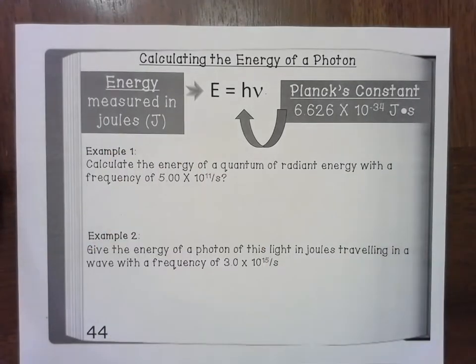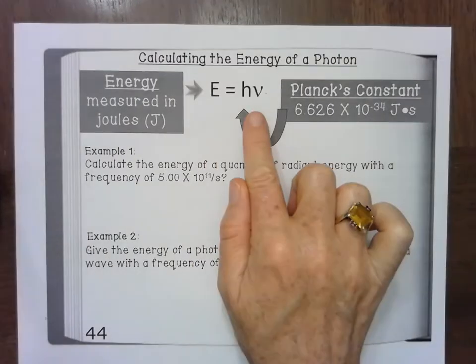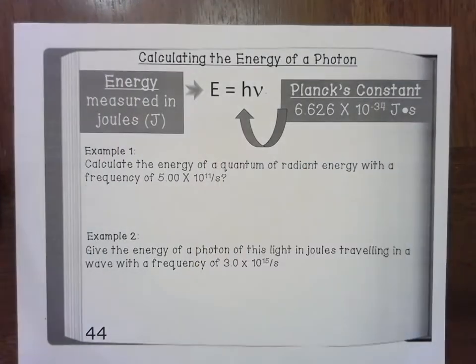So just like speed of light, you will not solve for Planck's constant, but you can solve for energy. And this one is just like in the speed of light, it's the nu or the frequency. So example number 1 says calculate the energy of a quantum of radiant energy with a frequency of 5 times 10 to the 11th cycles per second.